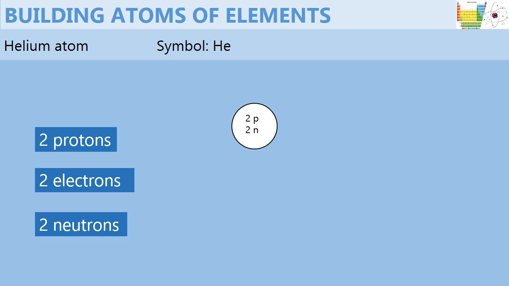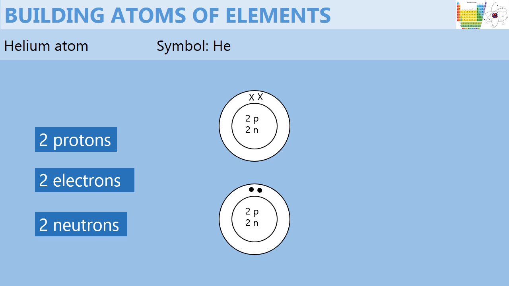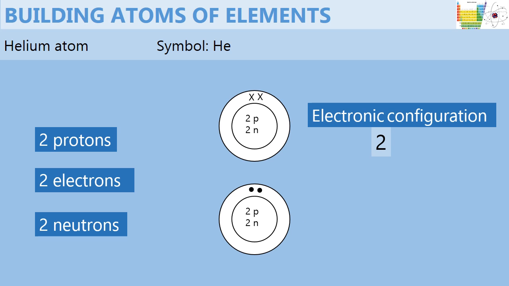What is the next step? Correct. You draw a circle around the nucleus to represent the first energy level, and then you fill it up with the 2 electrons. We draw using X, or we can use dots. So either way, this one or this one could represent a helium atom. What do you think is the electron configuration of the helium atom? Aha! If you said 2, then you are right.